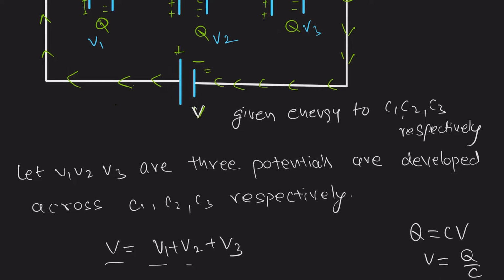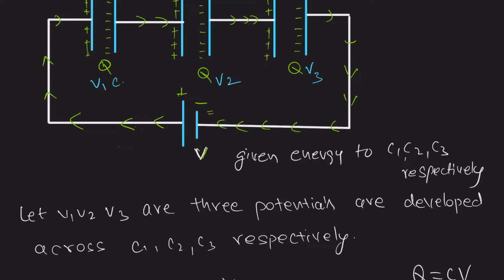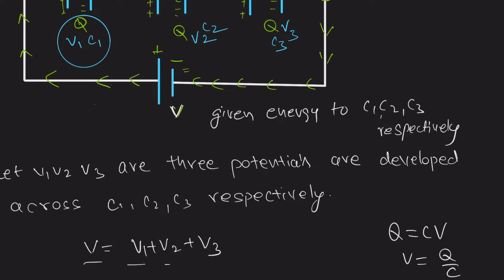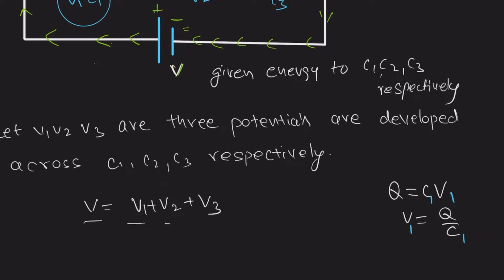Come to the first capacitor. The first capacitor's capacitance is C1, the second one is C2, the third one is C3. So here in the first capacitor there is charge Q, potential V1, capacitance C1. So V1 is equal to Q by C1. So I take here, instead of V1, Q by C1.